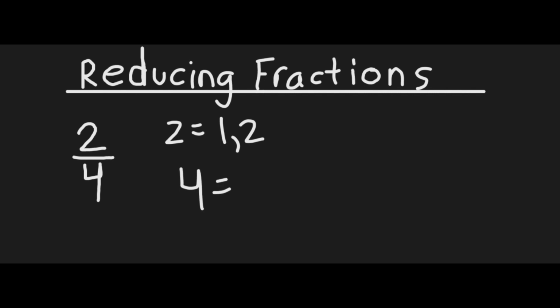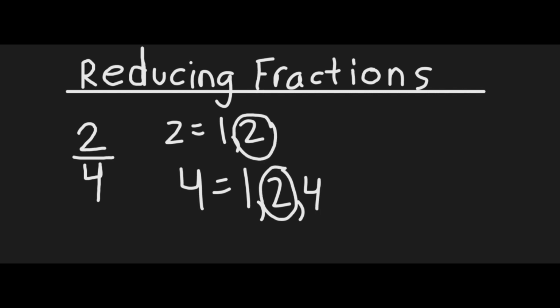What are the factors of 4? What numbers multiply together to make 4? 1 and 4, and 2 times 2. The greatest common factor is the largest number that both of these numbers, the numerator and the denominator, have in common. That would be 2.